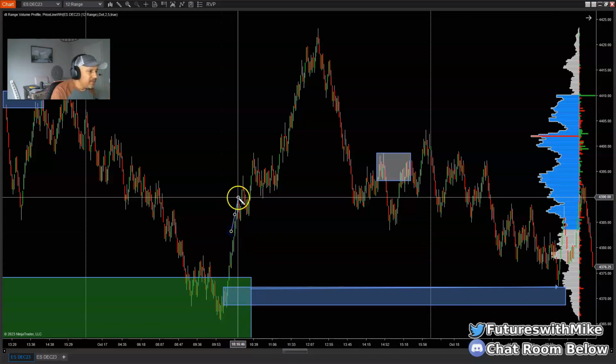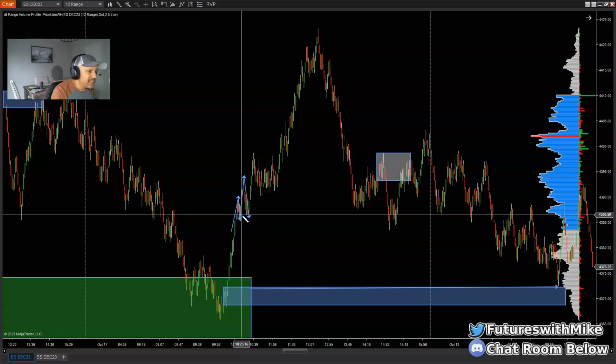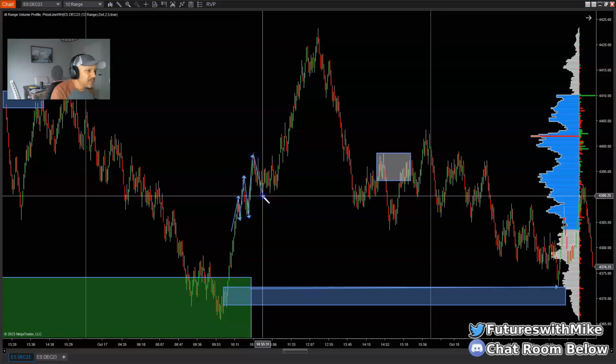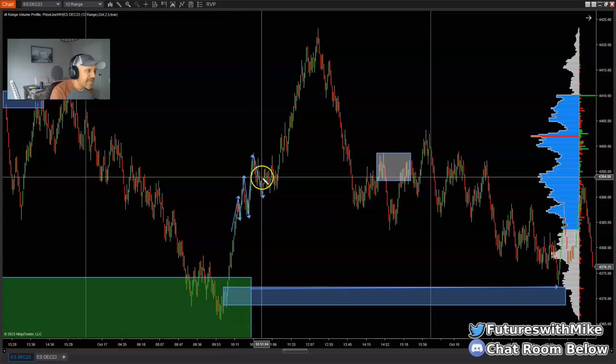Like right here. Pushes up, pulls back, break structure, pulls back. This is demand. Go long. Okay? Break structure back to the upside. Pulls back. Go long if you get the rejection. There are two opportunities here to scalp to go long.